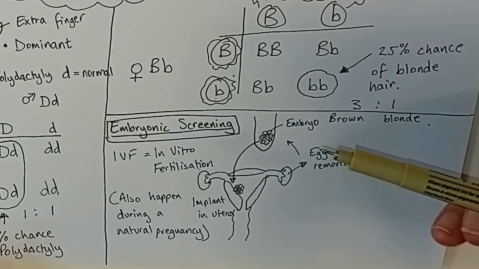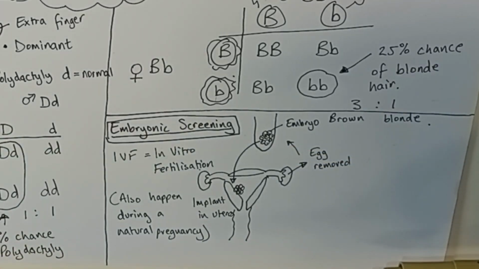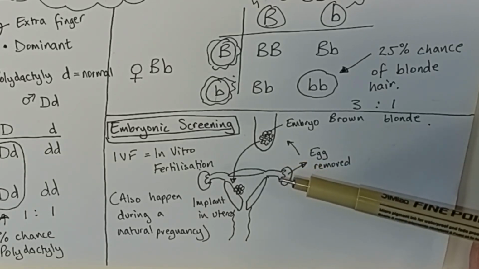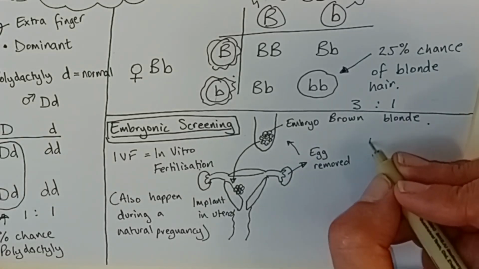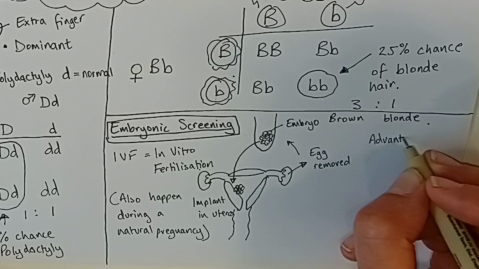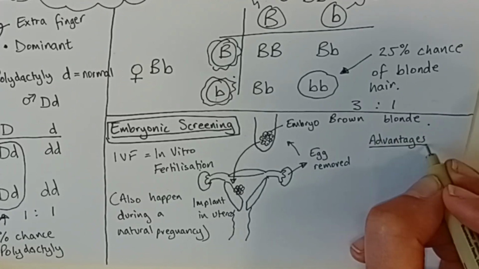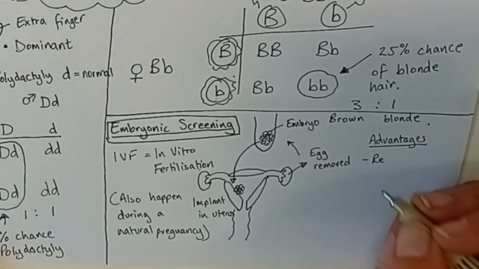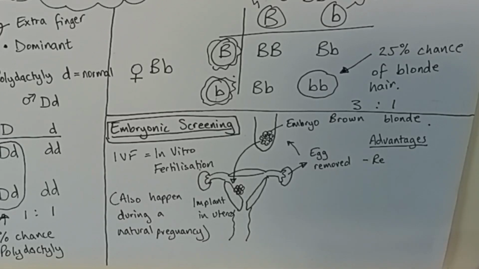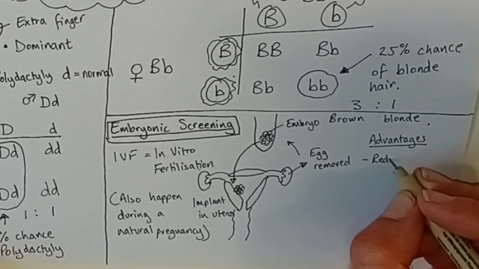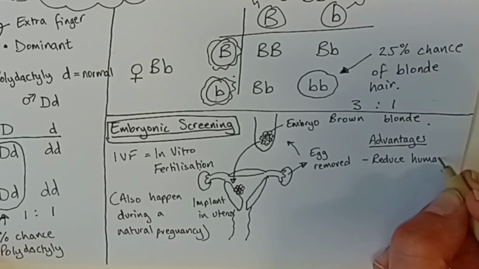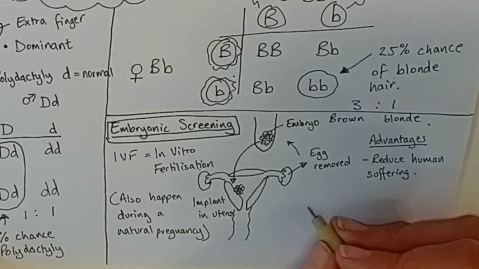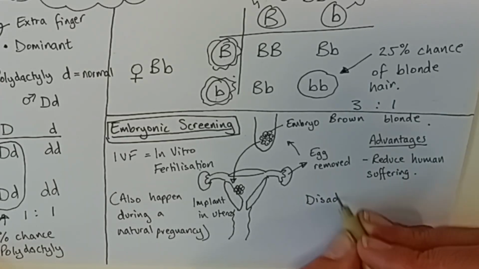Now, we've got to think about the advantages and disadvantages of parents knowing if their children are going to have an inherited disorder or not. So the advantages of finding out if your child has an inherited disorder is that ultimately it's going to reduce human suffering, because it means that you're not going to have a child that has an inherited disorder. So it's going to reduce human suffering. However, we also need to think about the disadvantages of this.